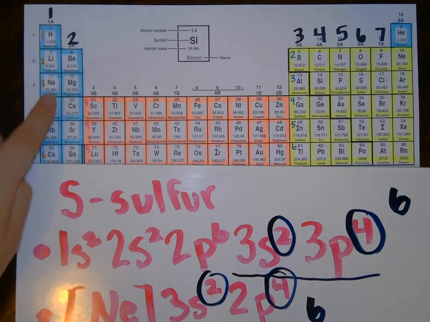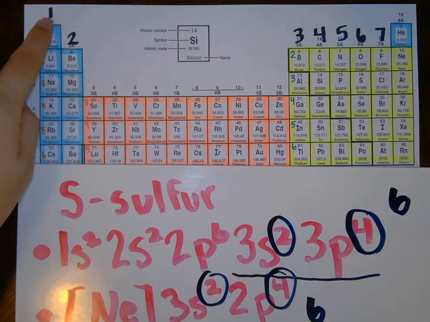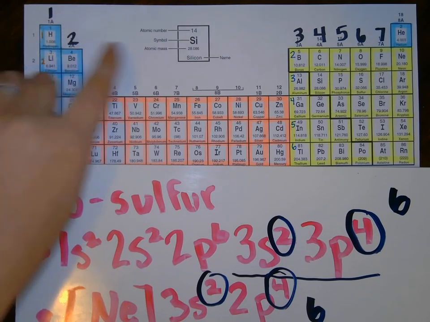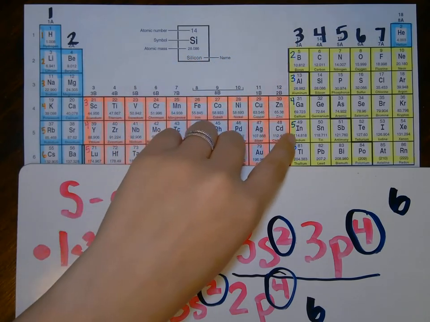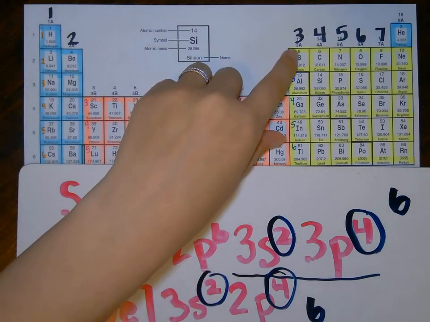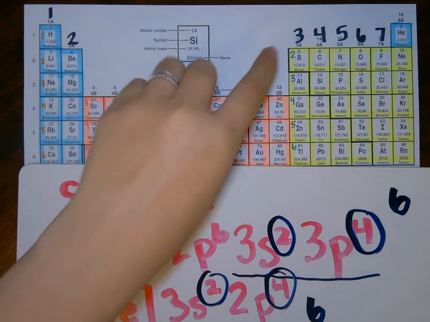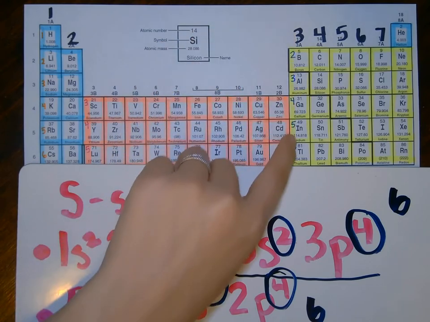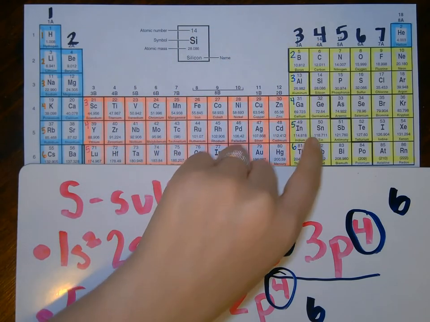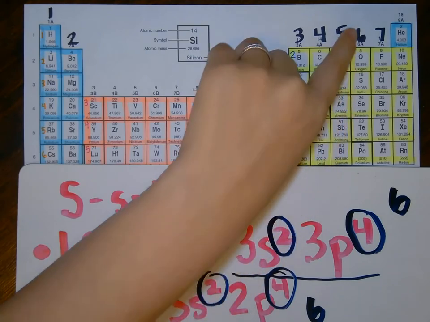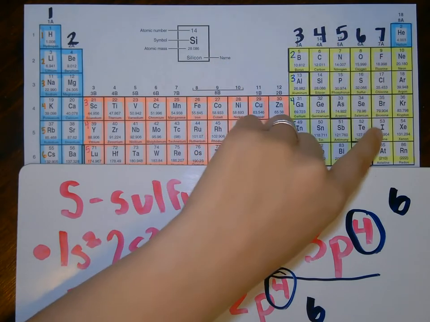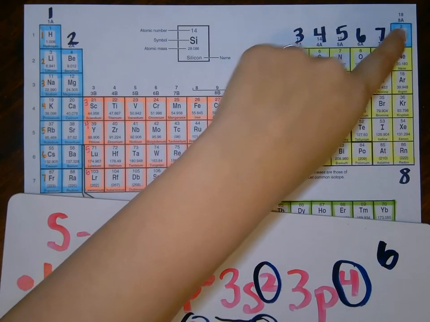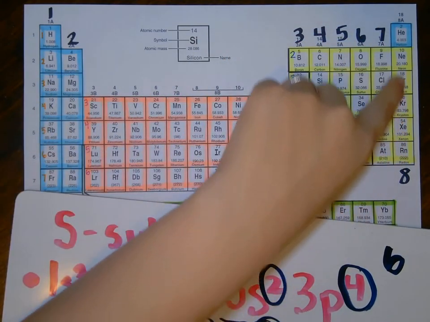So my first group, group 1, has 1 valence electron. Group 2 has 2 valence electrons. Group 3 has 3 valence electrons. Well, they're not technically called group 3, but group 3A, 4A, 5A, or 13 through 18. Okay? So this one has 3 valence electrons, 4 valence electrons, 5 valence electrons, 6 valence electrons, 7 valence electrons, and 8 valence electrons. Well, 2 for helium because it's supposed to be over here. But these ones have 8.